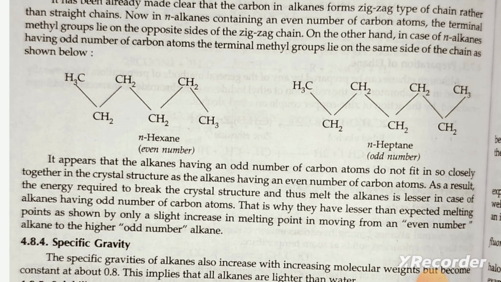It appears that alkanes having an odd number of carbon atoms do not fit so closely together in the crystal structure as alkanes having an even number of carbon atoms. As a result, the energy required to break the crystal structure and thus melt the alkane is less in the case of alkanes having an odd number of carbon atoms. That is why they have a lower than expected melting point, as shown by only a slight increase in melting point in moving from an even-numbered alkane to a higher odd-numbered alkane.